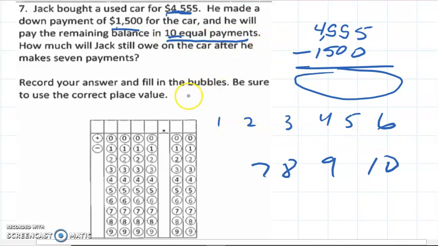Now that's not the answer. Pay attention to the question. It says, how much will Jack still owe on the car after he makes 7 payments? So he's already made 7 of these. He's already made 1, 2, 3, 4, 5, 6, 7. The question is, how much will he still owe? Well, he still owes payment 8, payment 9, payment 10. So he owes 3 payments. How much is that total that he owes? And that's what you're going to input here. Next question.